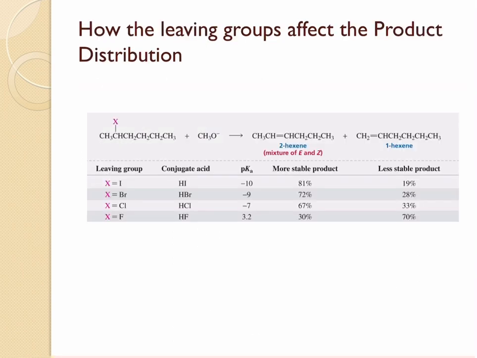This is a chart that explains how the leaving group is going to affect the product distribution. With alkyl iodide, alkyl bromides, and alkyl chlorides, you can see that the most stable product is the most substituted alkene. So between 2-hexene and 1-hexene, 2-hexene is the most substituted alkene. And by default, you get the Zaitsev product as the major product here. Only in the case of alkyl fluoride, you can see that the least substituted product is obtained as the major product, at about 70%.